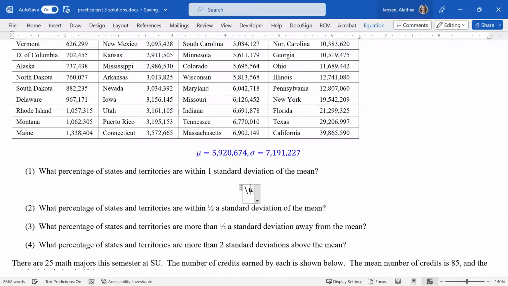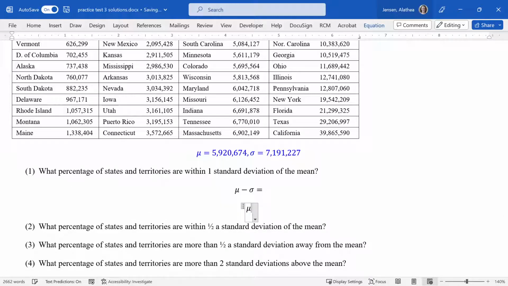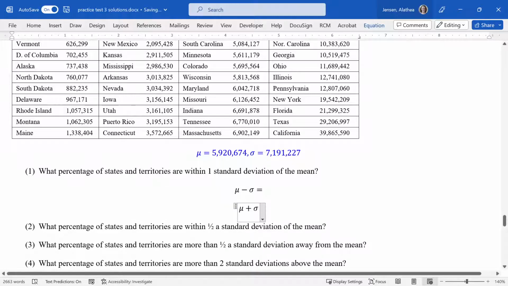So you start at the mean, go down one standard deviation, and then start at the mean, go up one standard deviation. I decided not to give you guys this as a formula because I think this is some kind of basic mathematical reasoning that you ought to be capable of. So within one standard deviation of the mean means one standard deviation above, or one standard deviation below, or in between those two things.